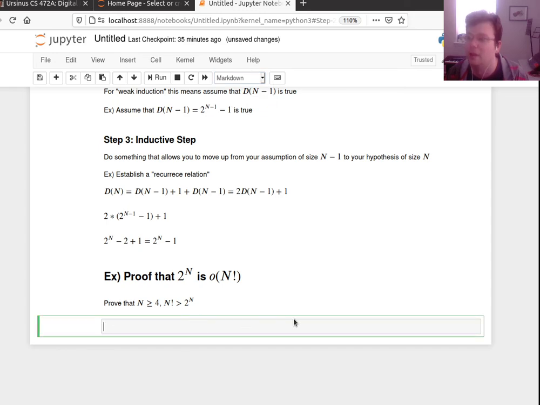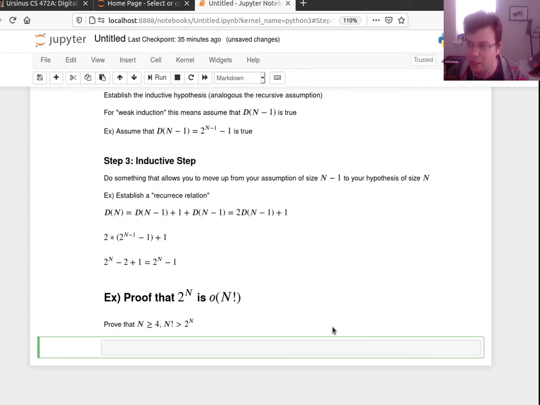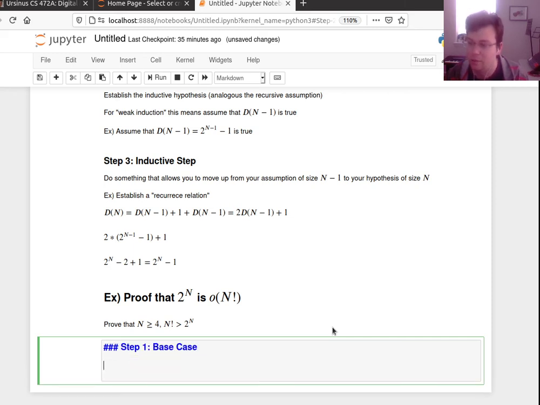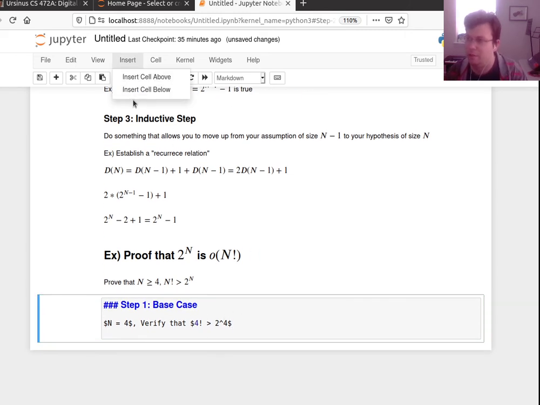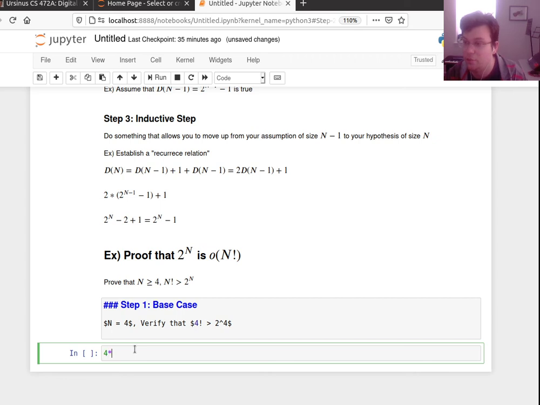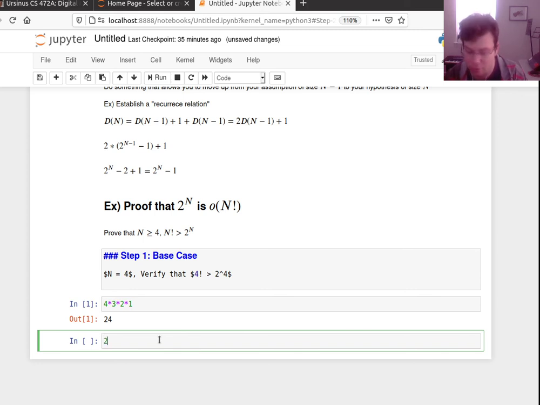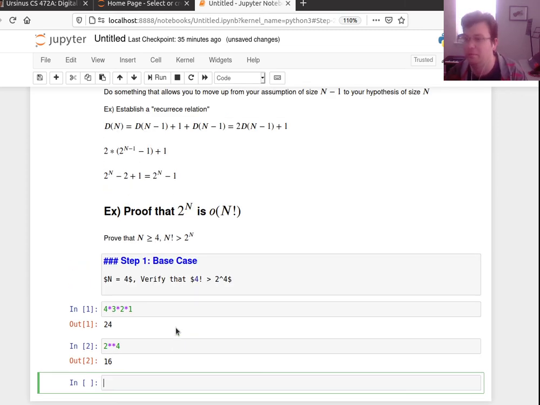All right, fine. So the first step is the base case, right? And what's that? Well, here it's actually n equals 4. So we need to verify that 4 factorial is greater than 2 to the 4th. Is that true? Well, I mean, we got Python right here. 4 factorial is 4 times 3 times 2 times 1, right? And then 2 to the 4th is just 16. All right, good. So that worked.